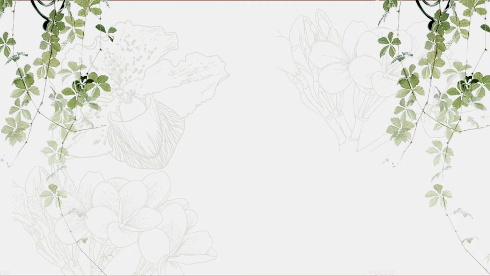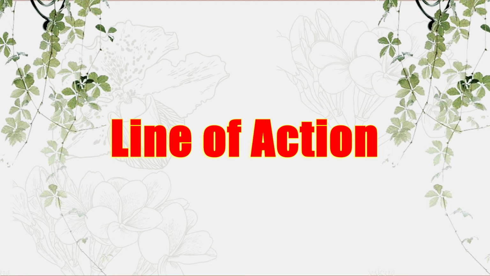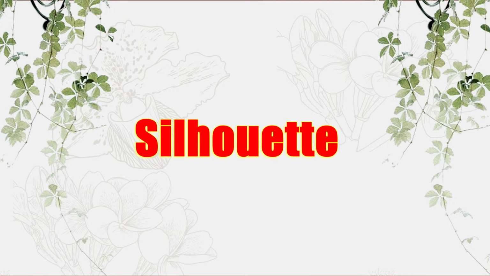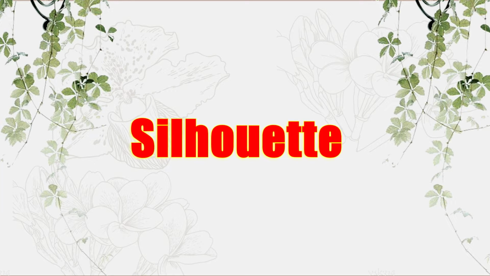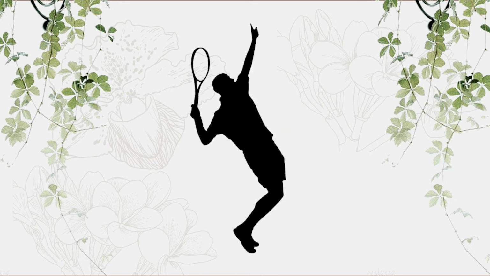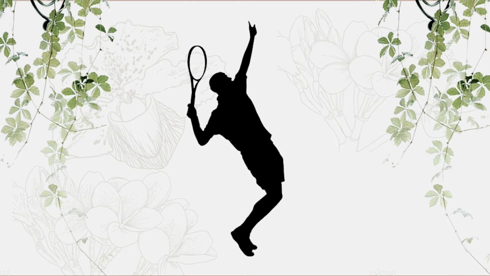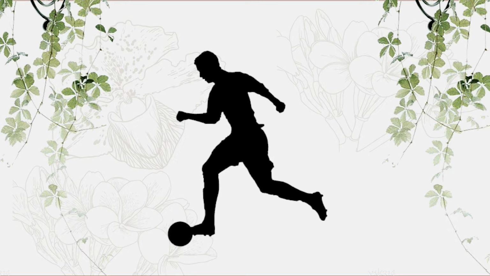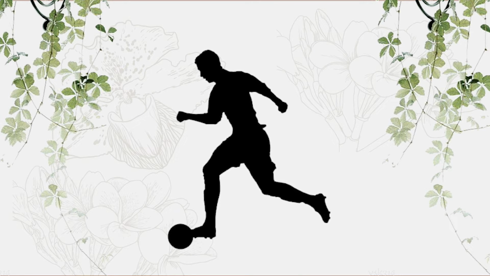Today we're going to talk about line of action. First we're going to look at action and what it means in animation. In the previous video we talked about silhouette, and a silhouette is supposed to tell what action the character is doing. So you can see that this character is playing tennis, this character is playing basketball, and this character is playing soccer.